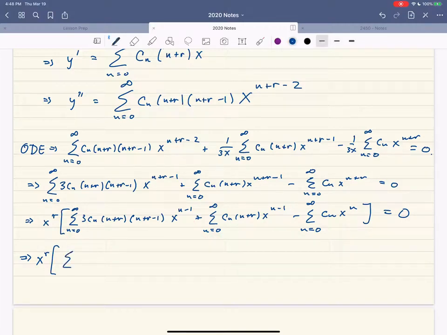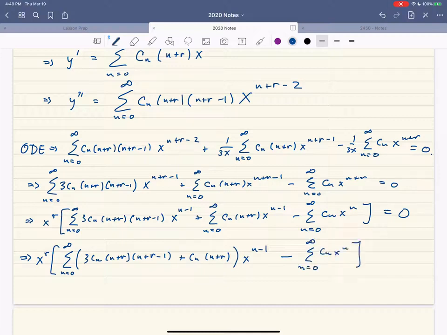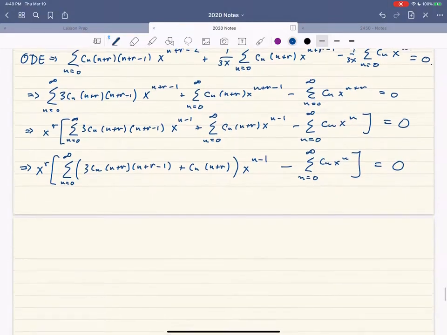So we're going to end up with the sum, by the way, from n equals 0 to infinity, of 3 c sub n times the quantity n plus r times n plus r minus 1, plus c sub n times the quantity n plus r, all times x to the n minus 1. And then minus the other sum, which we haven't messed with, n equals 0 to infinity, c sub n x to the n. And that should all be equal to 0.